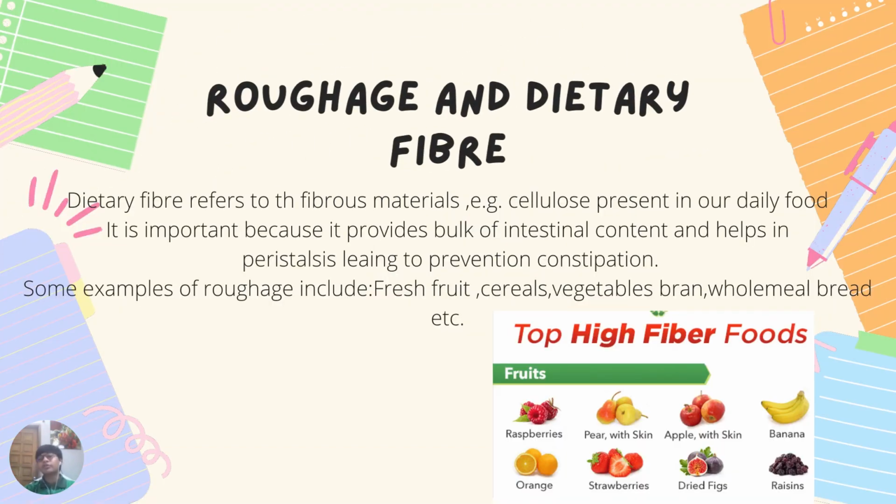Now let's talk about roughage or dietary fiber. Dietary fiber refers to fibrous materials, for example, cellulose present in our daily food. It is important because it provides bulk of intestinal content and helps in the peristalsis, leading to prevention of constipation. Some examples of roughage include fresh fruit, cereals, vegetables, bran, wholemeal bread, etc. Some fruits which you should eat to gain fiber are raspberries, pear, orange, strawberries, banana, etc.